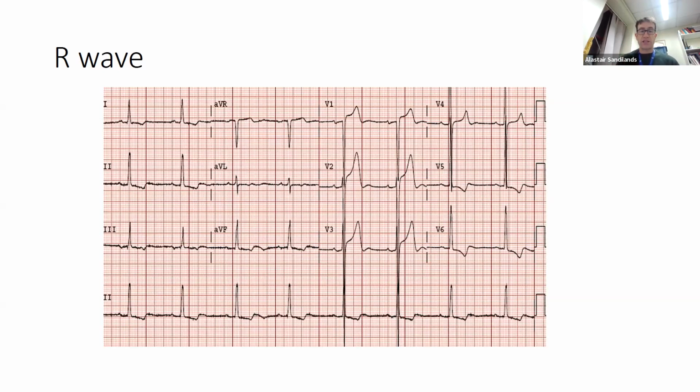So remember, T wave inversion on an ECG may be signs of ischemia, but in this example, the R wave is very tall, so it's much more likely to be associated with hypertrophy. And we call this left ventricular hypertrophy with abnormal repolarization.